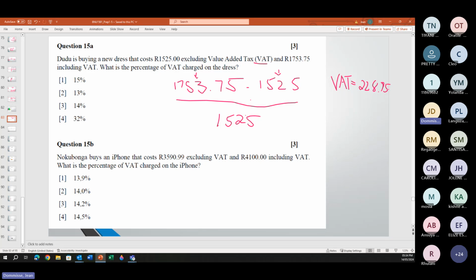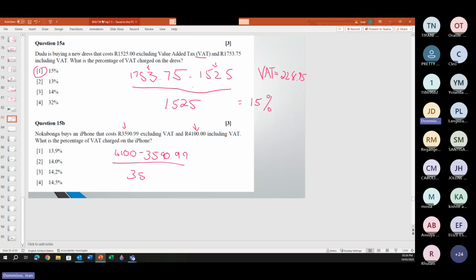So if we say 228.75 divided by 1,525, we will get 15%, which is option 1. So another one that we will do just below. We've got the value including VAT, it now is 4,100. So to work out what the percentage is, you've got the end value minus the beginning value, divided by the beginning value. That should give you the increase due to that.